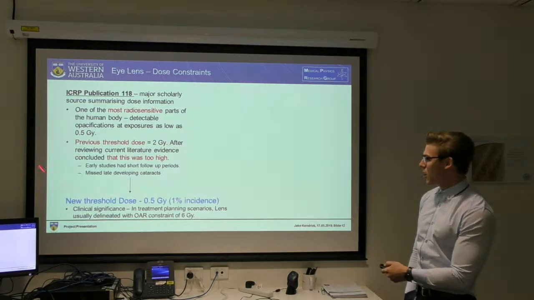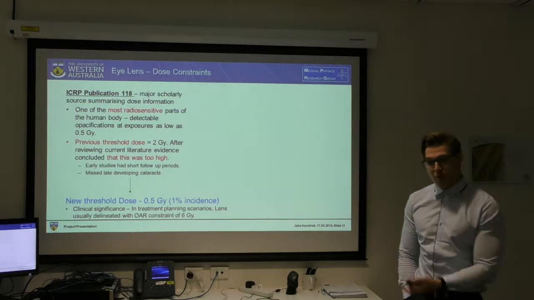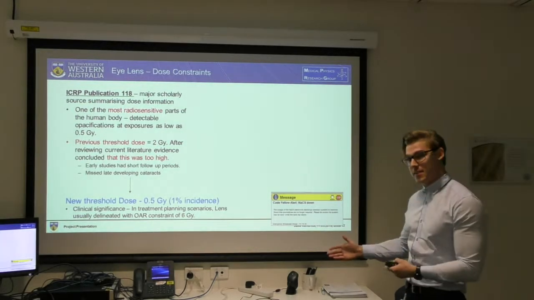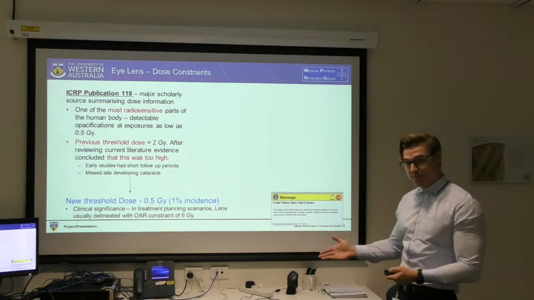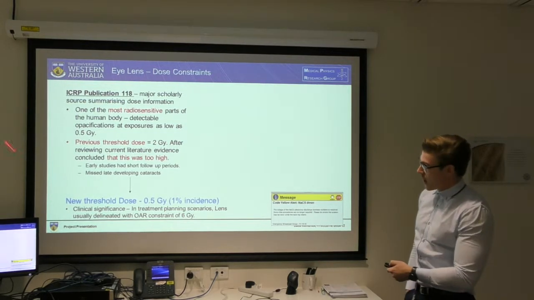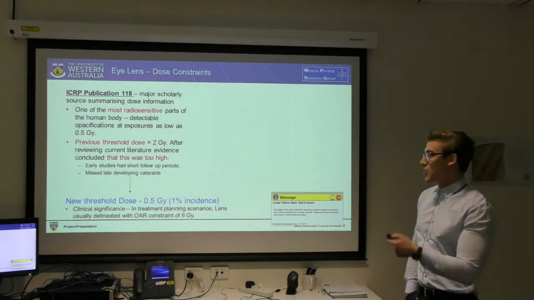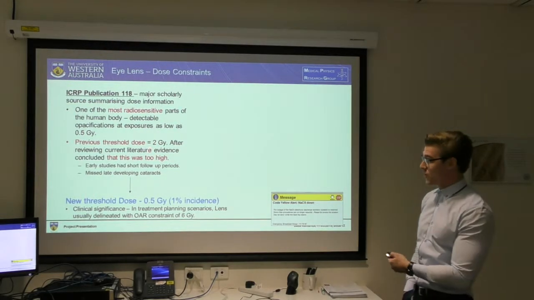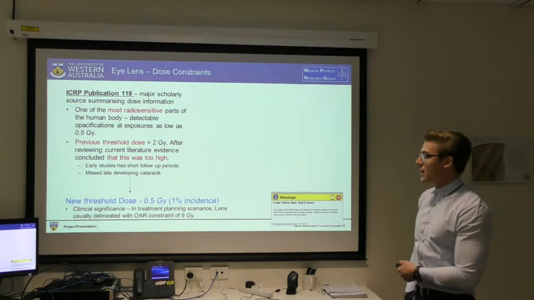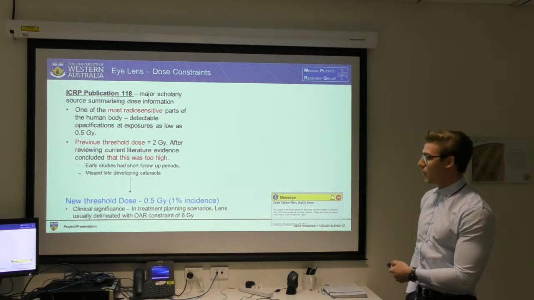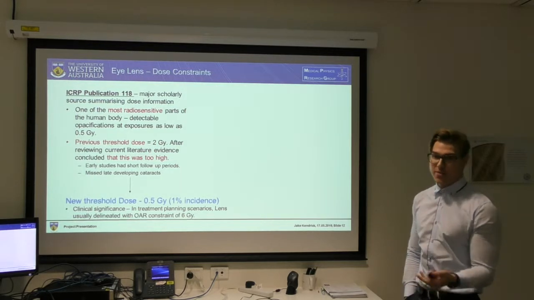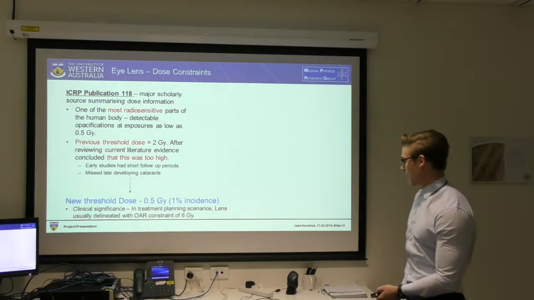What they found was that the early studies they were looking at had very short follow-up periods. The lower the dose you expose the lens to, the longer the latency before the cataract develops. So these studies with short follow-up periods were missing late developing cataracts that resulted from very low exposures, such as 0.5 gray. So they changed their threshold dose to 0.5 gray, and that basically means there's a 1% incidence of cataracts if the lens is exposed to 0.5 grays.